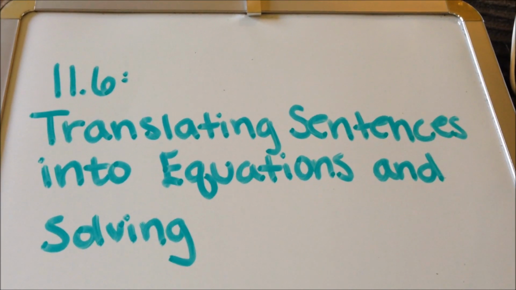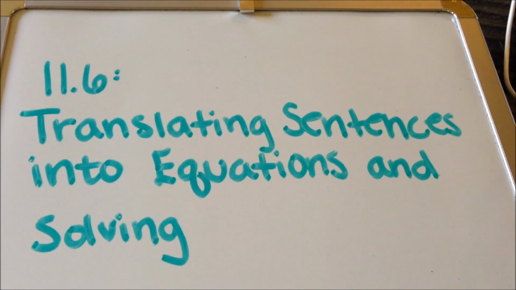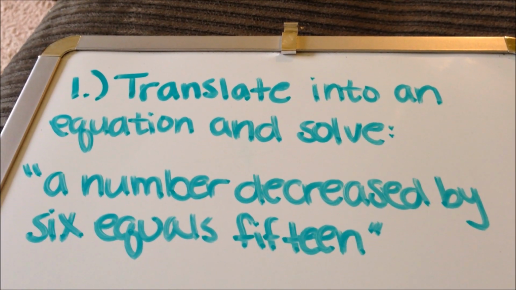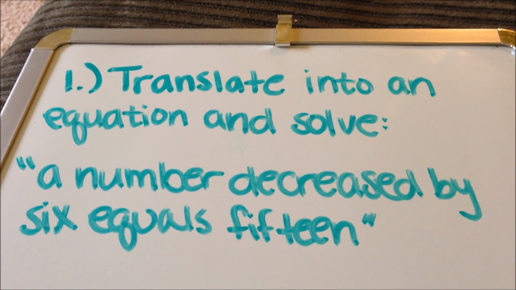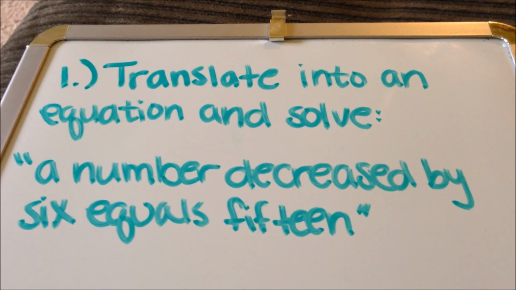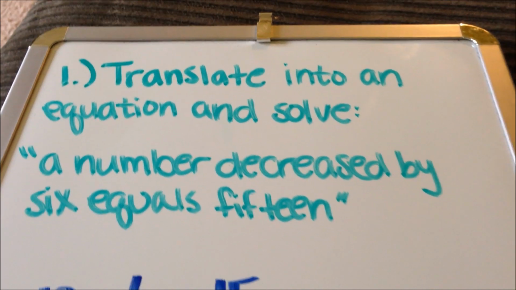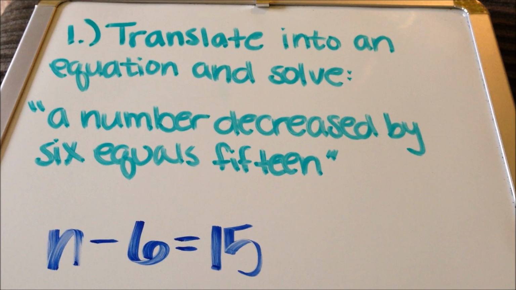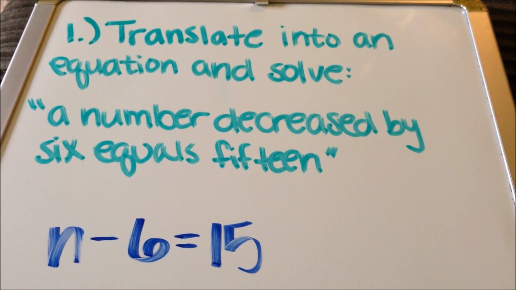Section 11.6, Translating Sentences into Equations and Solving. Number 1, translate into an equation and solve. A number decreased by 6 equals 15. So we take a variable, I'll call it n, minus 6 equals 15.